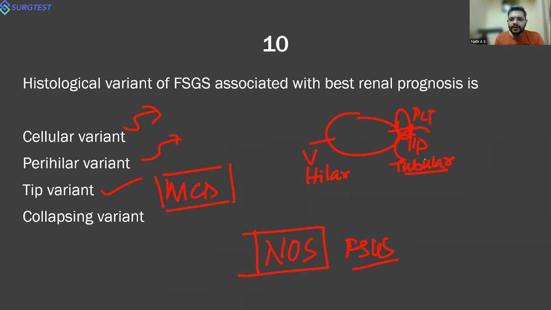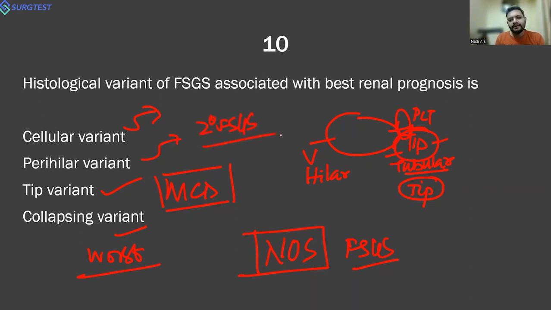So this tubular pole is what is mentioned as tip. Okay. So the tip variant behaves like MCD. For some reason, it responds well to treatment. Good renal prognosis. In the collapsing variant, there is collapse of the glomerular tuft. Obviously, as you have mentioned, worst prognosis. And the perihilar variant is very common in secondary FSGS.